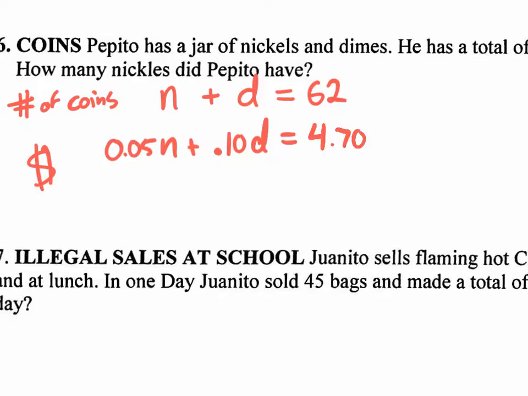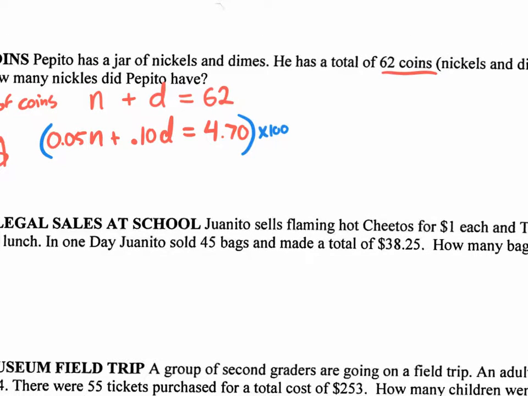So what we're going to do is take this bottom equation and multiply it by 100. If you multiply it by 100, what it's going to do is it's going to move the decimal place over 2 spots, making this a regular 5 with the N.